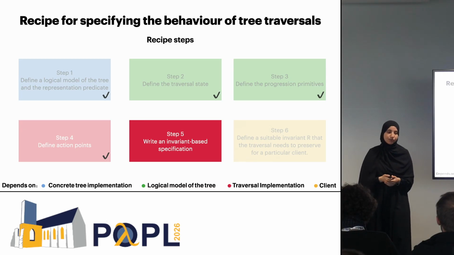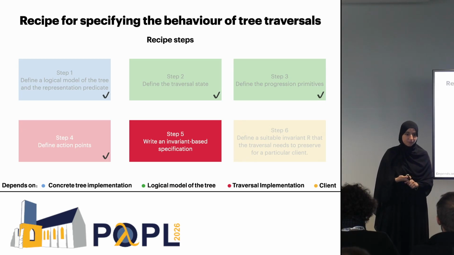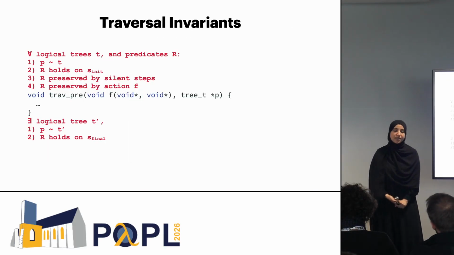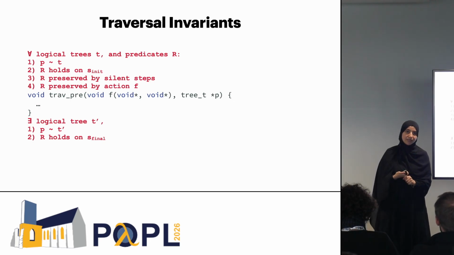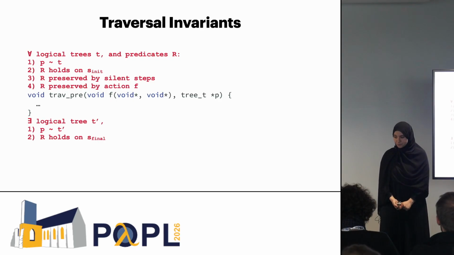And now we can put everything together to get a specification for our tree traversal. So the specification says that if the input tree P is related to some mathematical tree T, and if the invariant R holds on the initial state where nothing in T has been traversed, and R is preserved by both silent steps and action steps, then the traversal guarantees that at the end, P will be related to some new tree T prime where the invariant holds on the state where everything in T prime has been traversed.